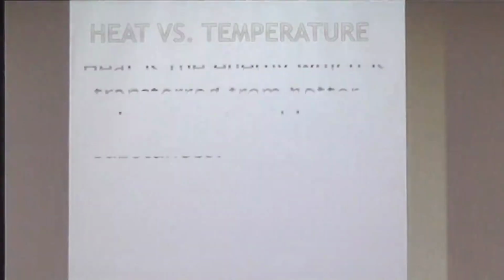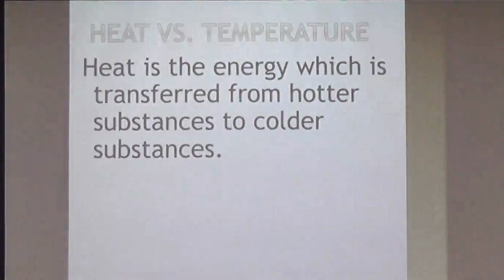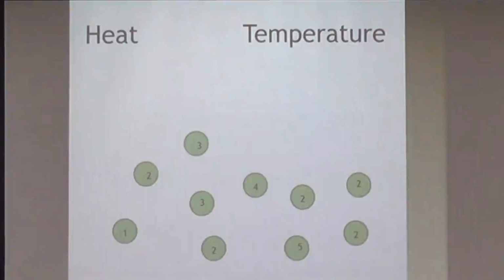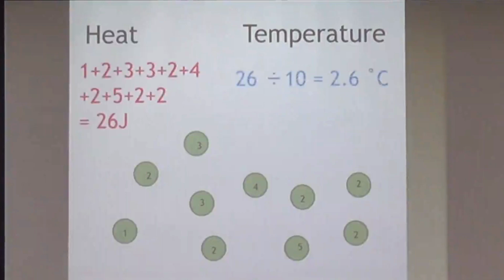Heat is the energy which gets transferred from a hotter substance to a colder substance, and it is the sum total of the energies of the particles in the substance. You just need to understand that the energy of individual particles, the thermal energy, when added, is known as heat. And temperature is the determinant of this energy. So how do we define temperature?